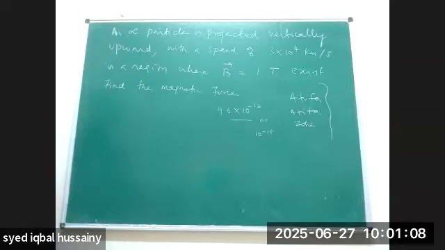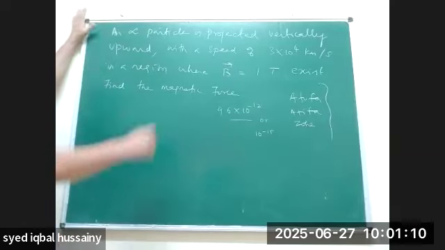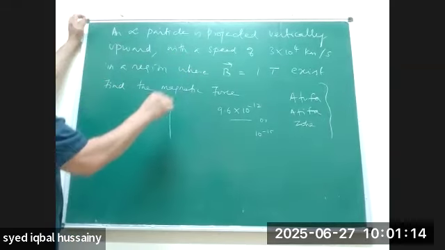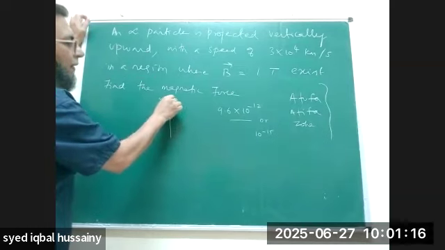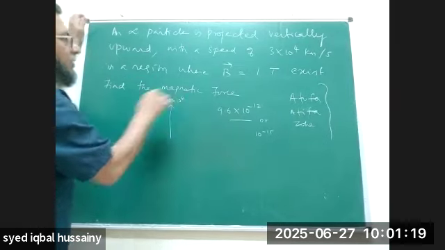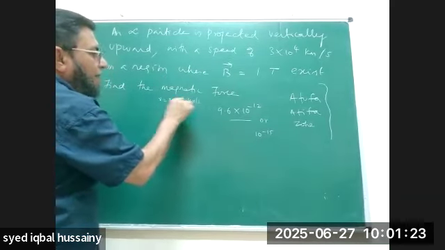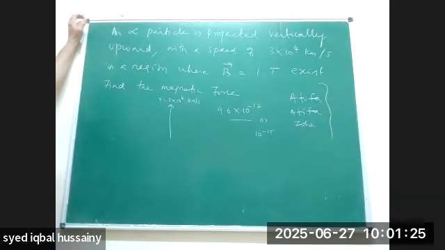An alpha particle is projected vertically upward with a speed of 3 into 10 to the power 4 kilometer per second. It is given in kilometer per second, so we have to convert it to meters per second. In a region where a magnetic field of 1 Tesla exists, in the direction of south to north.